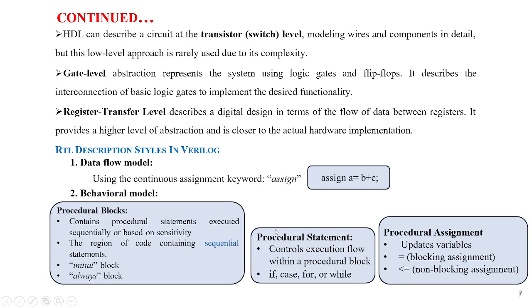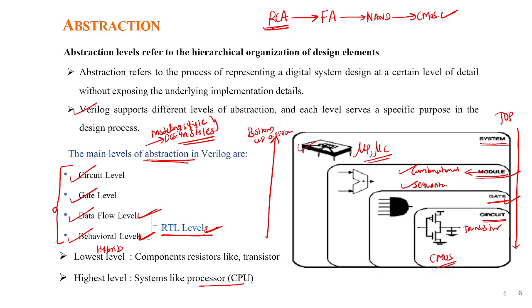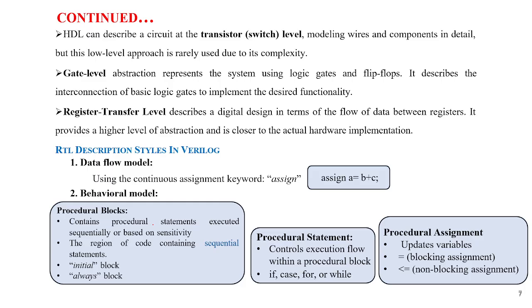Next you see, I told you there are circuit level modeling, gate level modeling, data flow modeling, and behavioral modeling. HDL can be described at the transistor level, which means in terms of CMOS circuits, modeling wires and components in detail. That is a low level approach and it is rarely used, because complex circuits require so many transistors. So mostly we do not prefer switch level modeling.